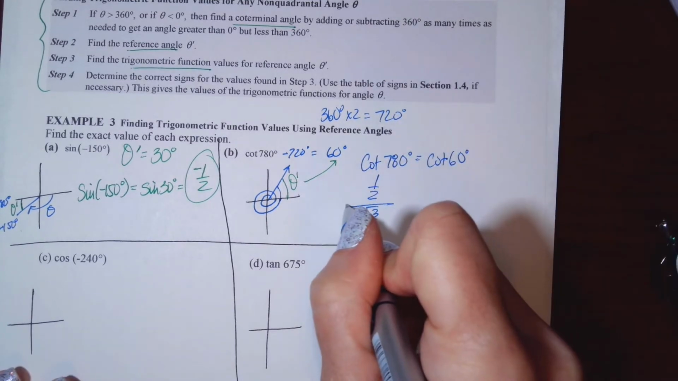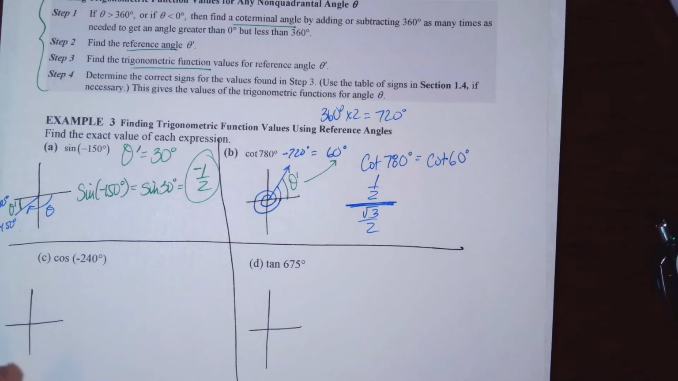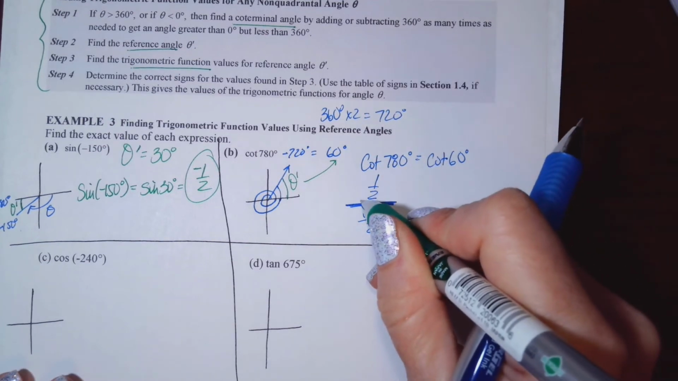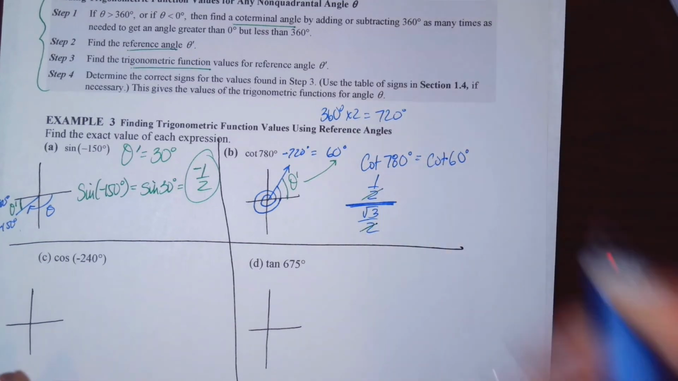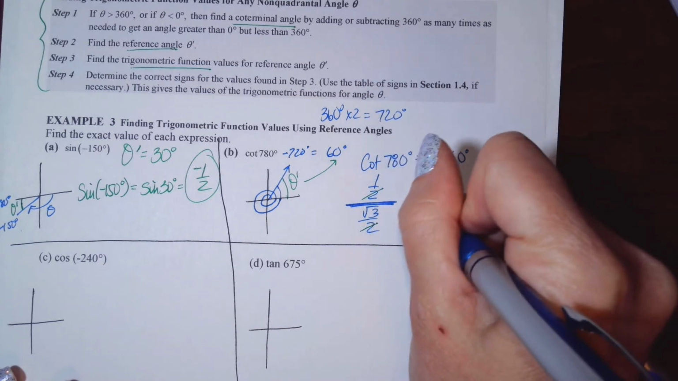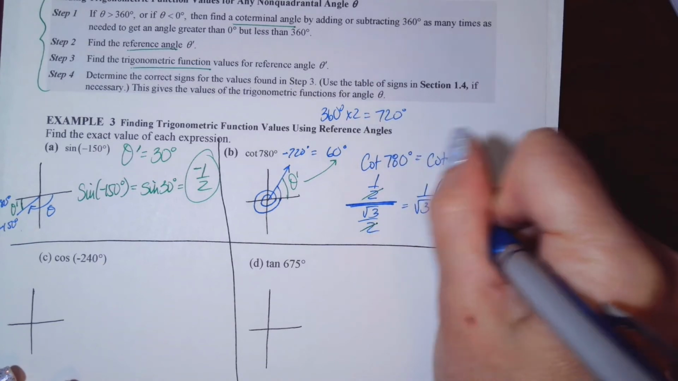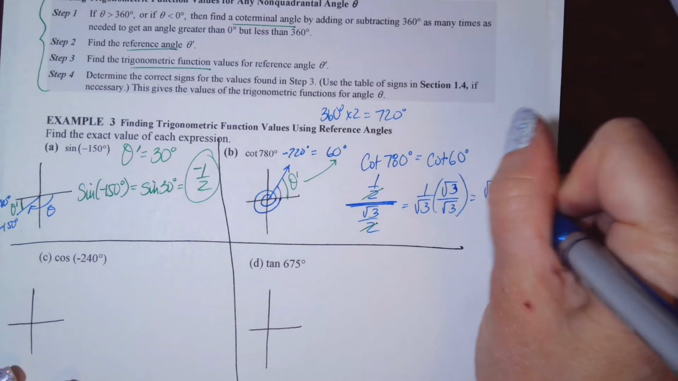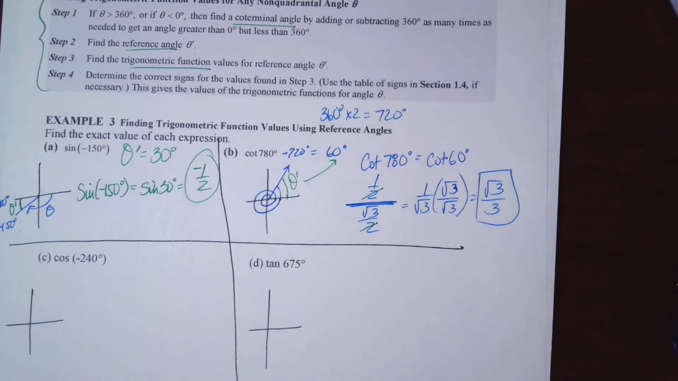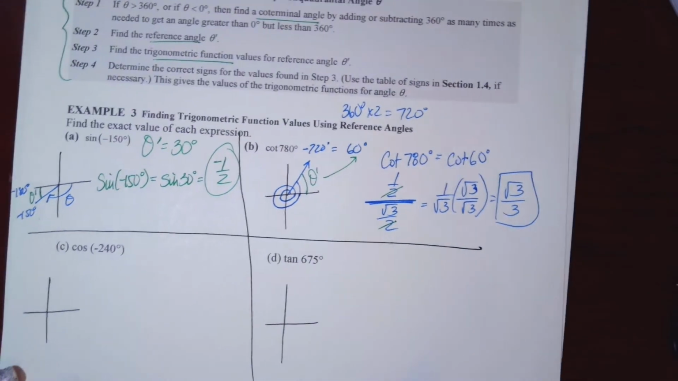Now remember, when we divide by fractions, we multiply by the reciprocals, and by now hopefully you recognize that those denominators are going to cancel out. So I've got 1 over square root 3. I need to rationalize it to get square root 3 over 3.